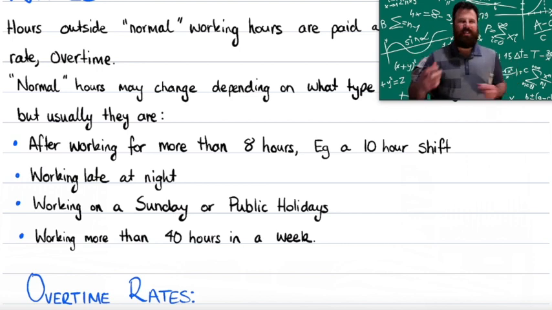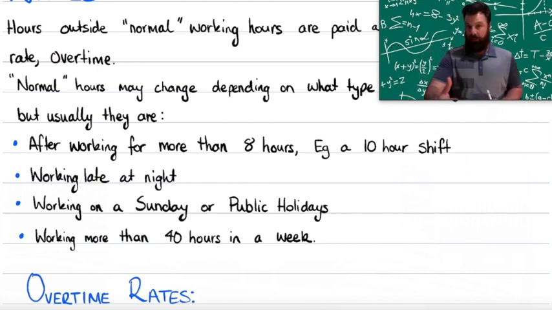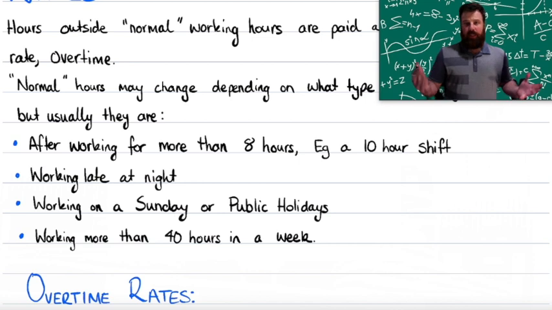If you're working really late at night, you might get some kind of overtime or penalty rates because that's working outside normal hours. Working on Sundays or public holidays, you may get those penalty or overtime rates. And if you work more than 40 hours in a week, sometimes you will get paid some overtime as well. But what are overtime rates?